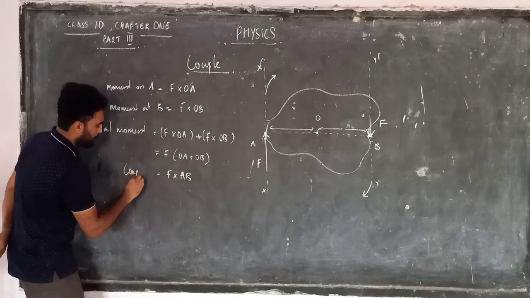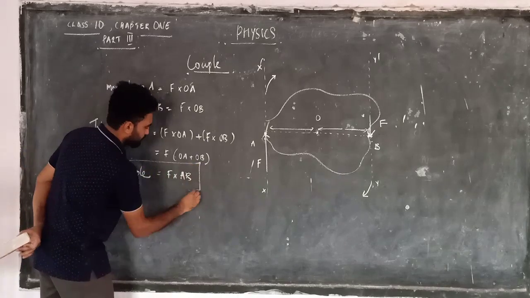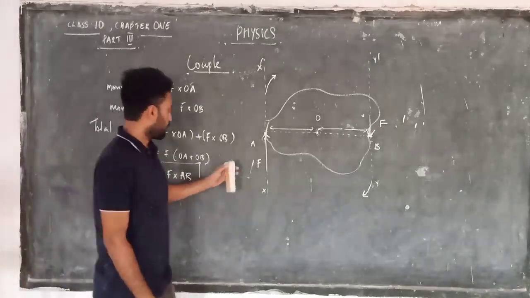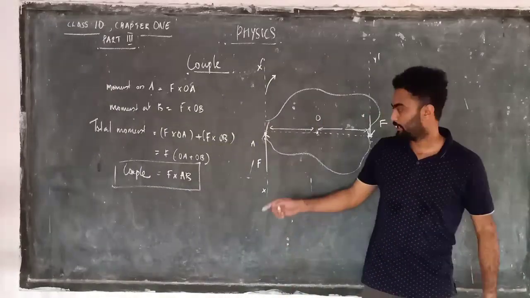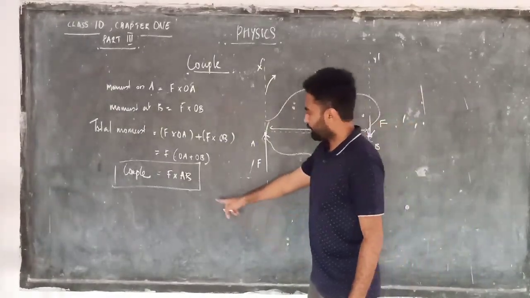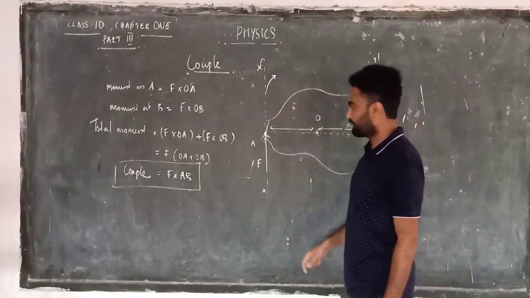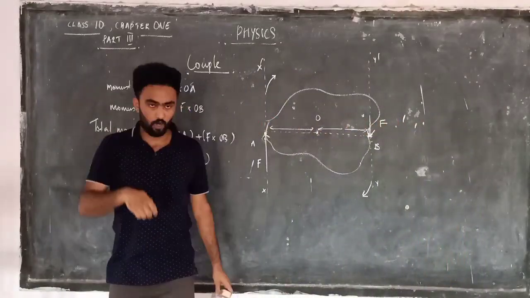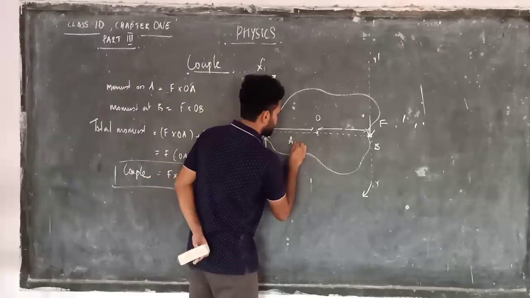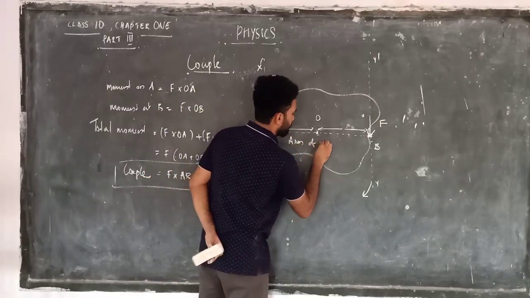So the moment of the couple taking place on this particular rigid body, under the action of a force F at the points A and B, is equal to F into AB, and this AB, the distance between the two points of action of the forces, is called the arm of the couple. Arm of the couple.